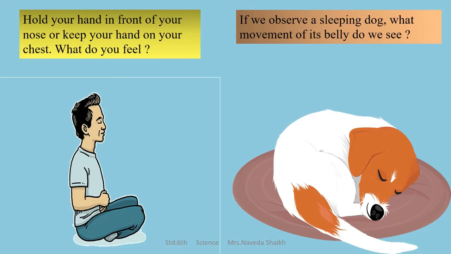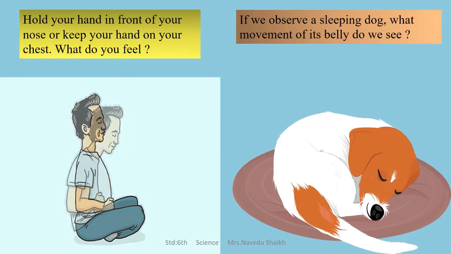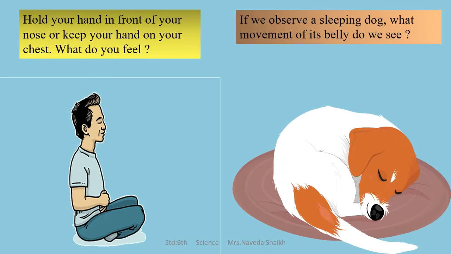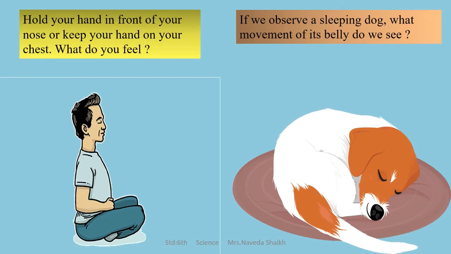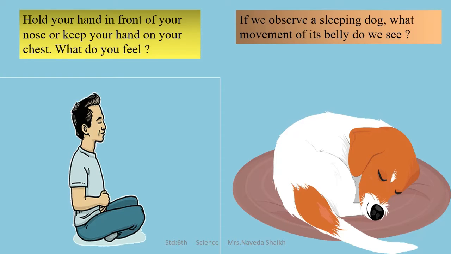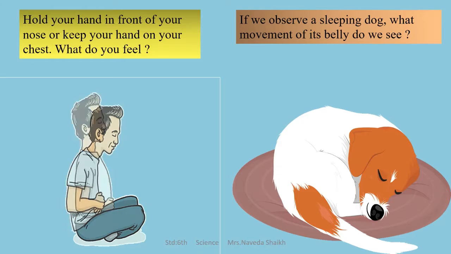In this next picture, you can see the dog sleeping. Now you have to observe his belly. Okay, when you observe his belly, you will notice that the belly goes in and out. Okay, so if you observe this sleeping dog, you will see that there is a movement in its belly. Okay, now why is there movement in our chest, in the belly of the dog? Okay, so let's see that.